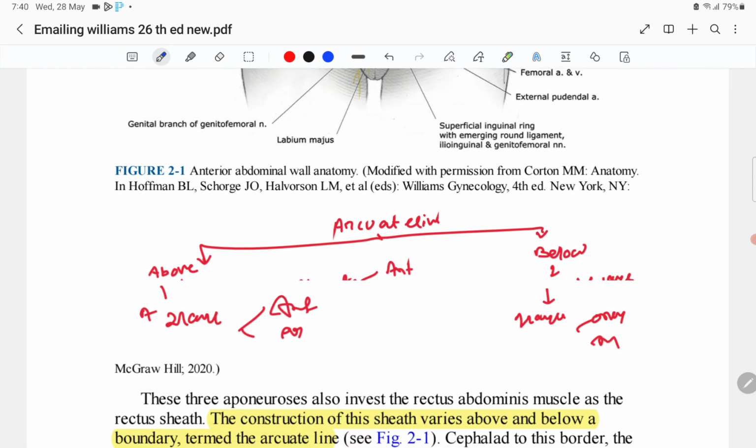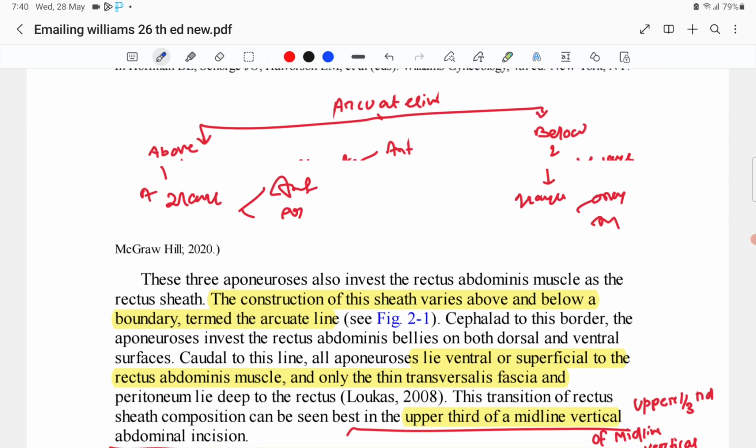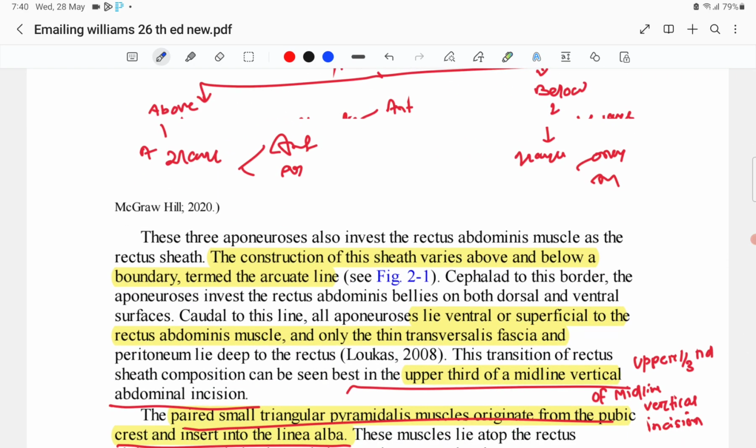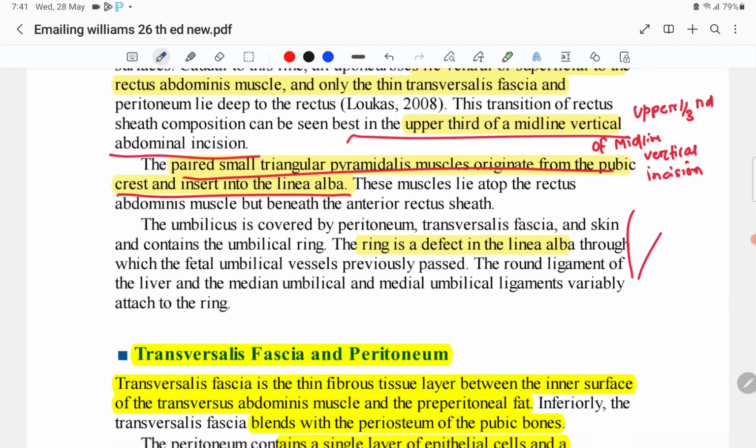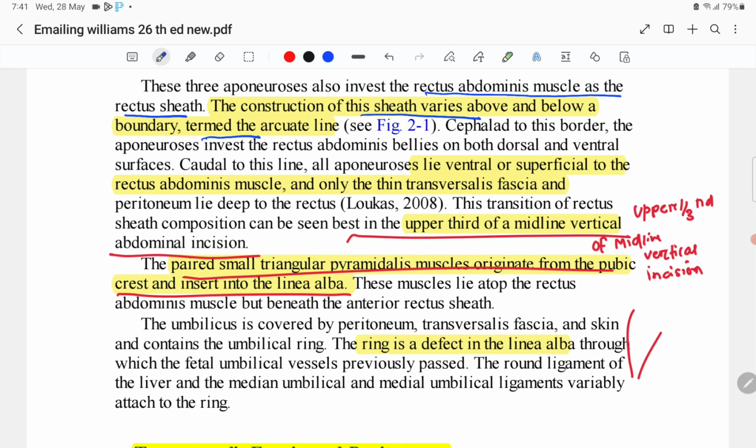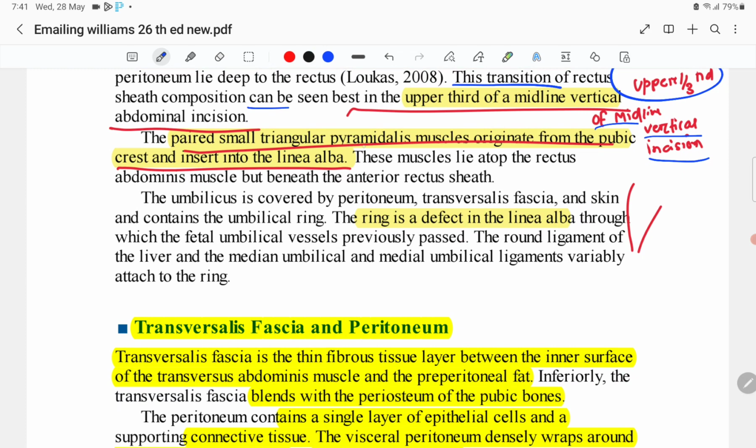Okay, the arcuate line: the three aponeuroses also invest the rectus abdominis muscle as the rectus sheath. The construction of this sheath varies above and below the arcuate line. Above the arcuate line there are two layers, and below the arcuate line there is one layer, the anterior only. Basically when you are giving a midline or vertical incision in the upper one third part, you will see this transition very easily. The paired small triangular pyramidalis muscles originate from the pubic crest. Very important, the origin is the pubic crest and they insert into the linea alba.